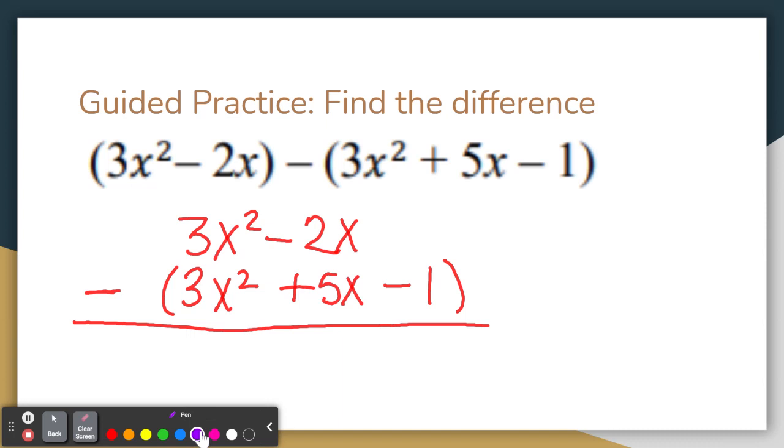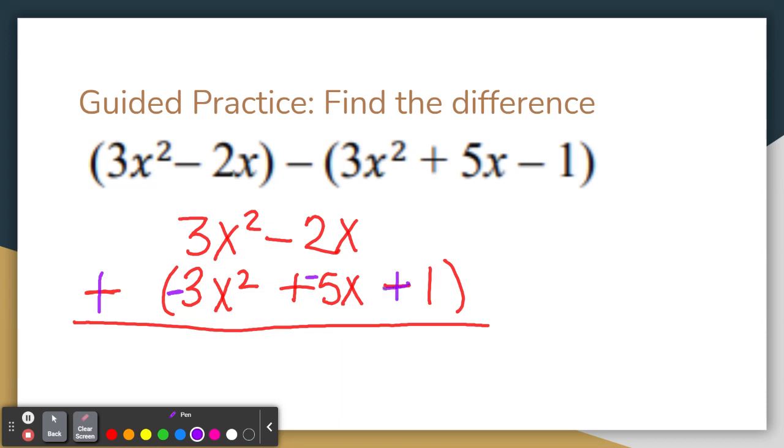All right, so the additive portion is I change this to a plus sign, and then the inverse is changing that to the opposite sign. So instead of positive 3, it's negative. Instead of a positive 5x, it is now a negative 5x. Instead of a negative 1, it is a positive 1.